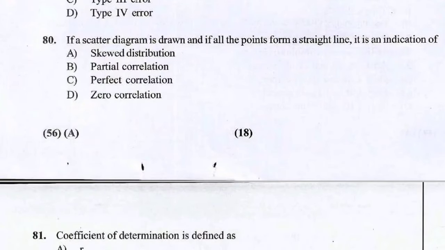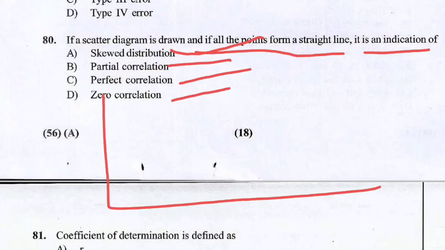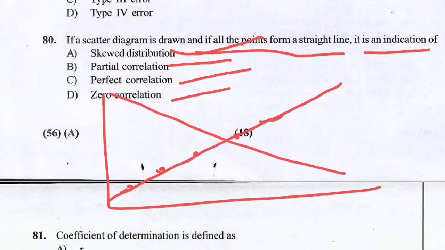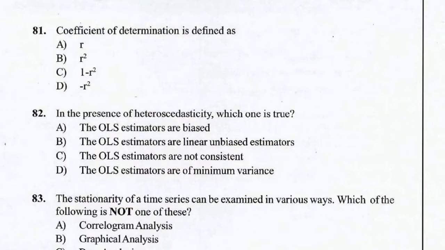Then we have, if a scatter diagram is drawn and if all the points form a straight line, it is an indication of skewed distribution, partial correlation, perfect correlation or zero correlation. Now in the scatter diagram, if each point falls on the straight line, then we will have a perfect correlation and it can be positive or negative. So correct option is C. Now we have the coefficient of determination is defined as, so it is shown by R square.